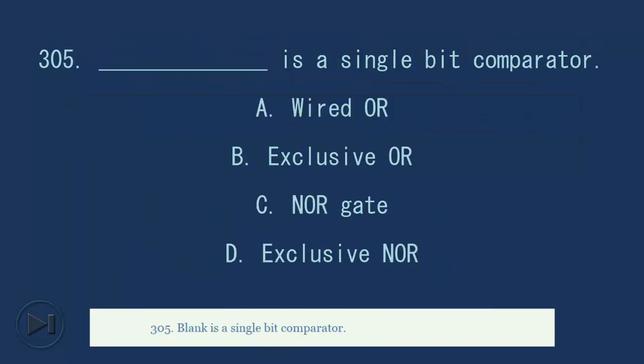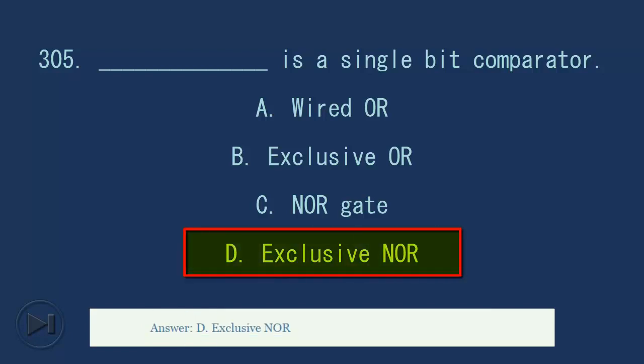305. Blank is a single bit comparator. A. Wired OR. B. Exclusive OR. C. NOR gate. D. Exclusive NOR. Answer, D. Exclusive NOR.